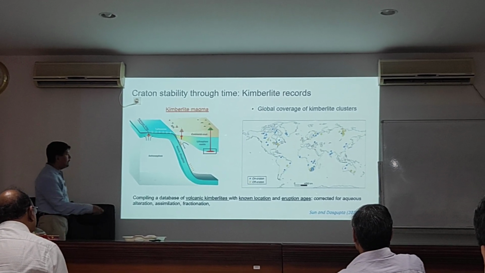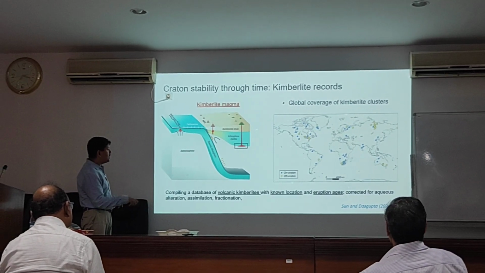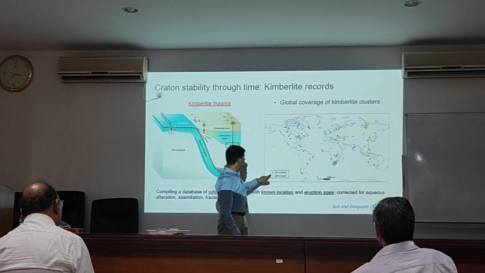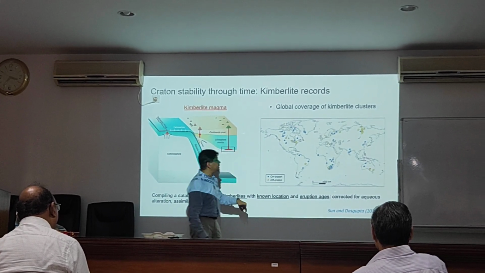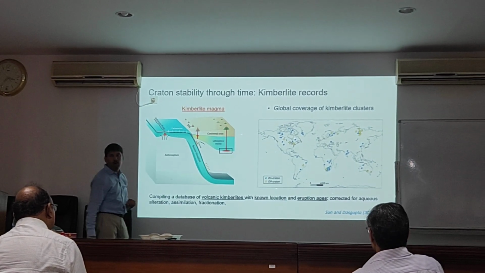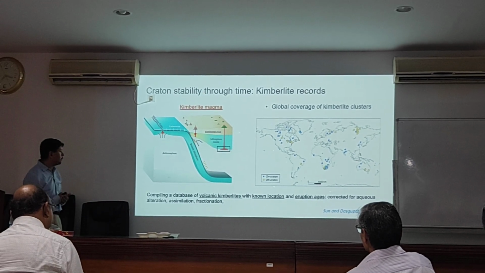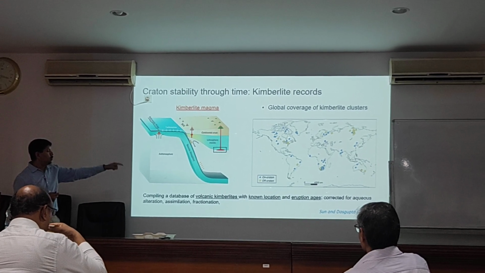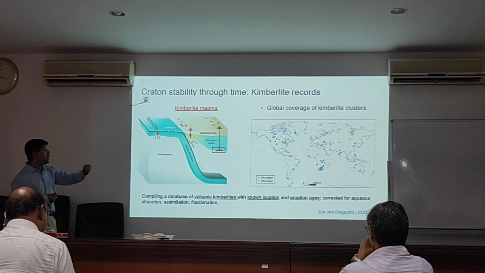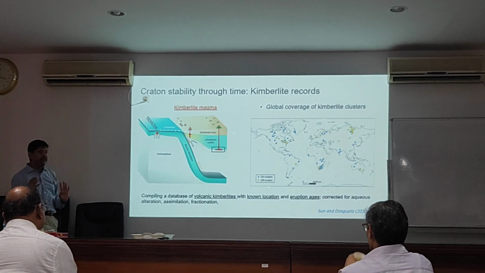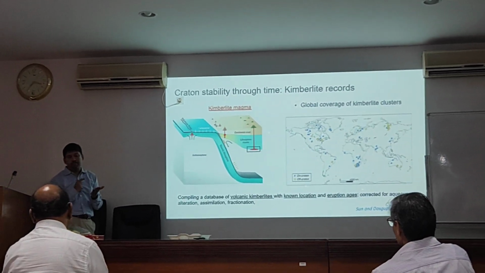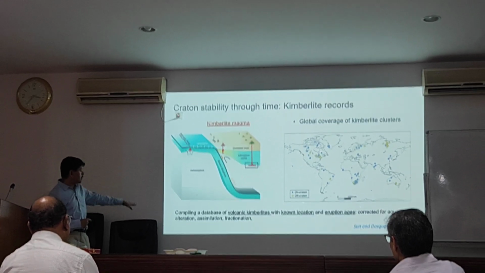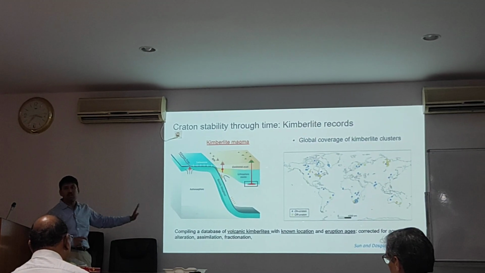So what this map is showing you is from our compilation, all different kimberlite cluster locations, both on craton setting as well as off craton settings, from all these different regions of the world that we compiled. Then after compiling those volcanic kimberlite databases with known location and known eruption ages, we also went through heavy filtering, looking for possible evidence of aqueous alteration messing up the kimberlite magma composition, possible indication of alteration, assimilation or fractionation.